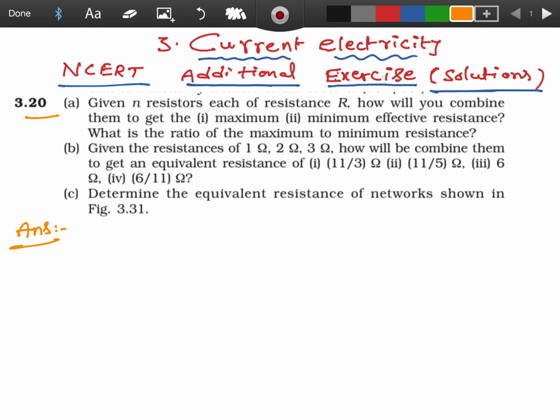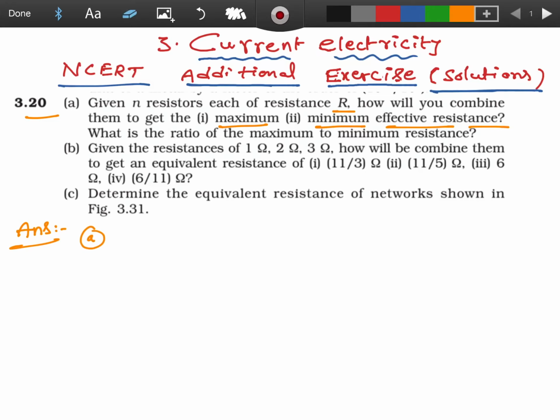This question consists of 3 parts A, B, C. First we will solve part A. N resistors of each resistance R are given, that means all are identical. How will you combine them to get the maximum and minimum effective resistance?